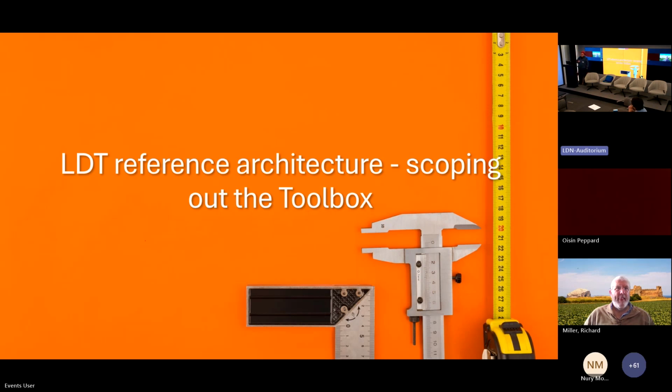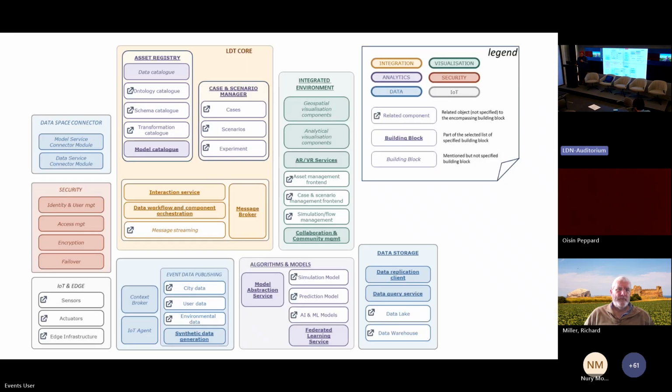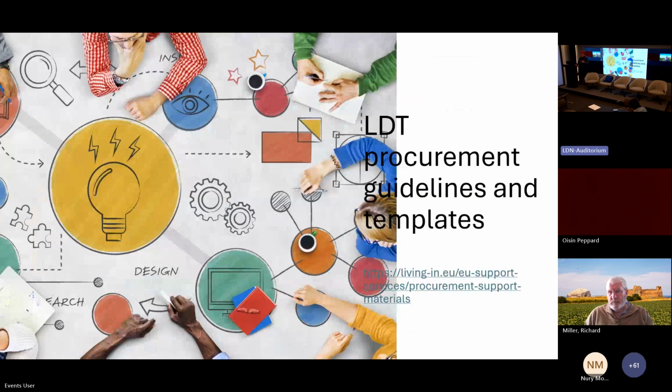But just to quickly talk about it, the first step was to scope out the toolbox that was needed. What kind of tools are needed by cities and communities to develop local digital twins? So that was what's needed and how can we implement it? And quite a lot of work was put into developing a reference architecture to cover the key issues about which tools were going to be needed by cities to make that work. So that was a scoping out exercise.